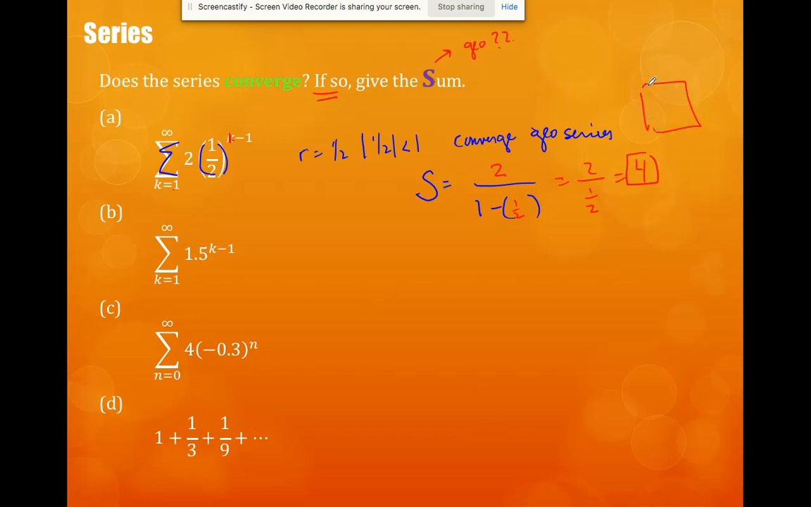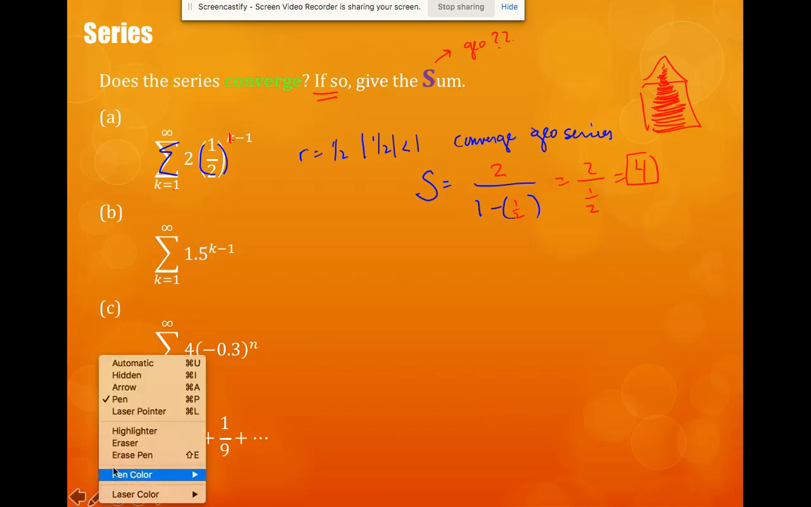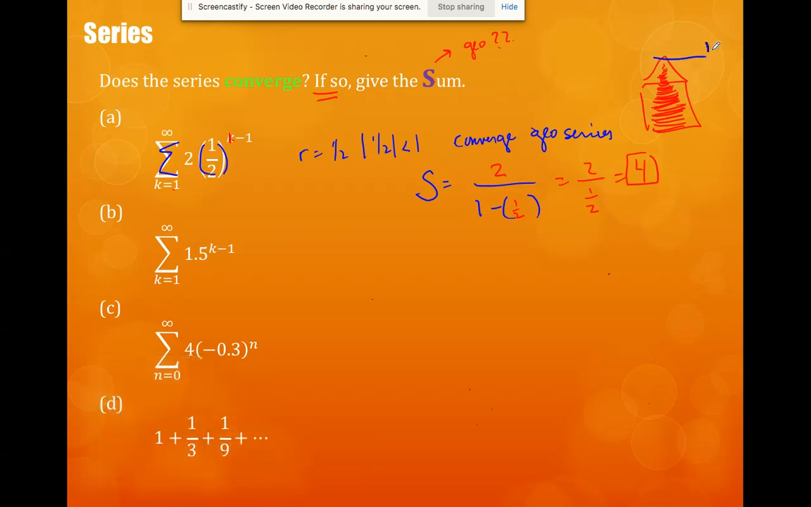So again, think of my house analogy. Since it's a geometric series, I'm going to be adding 2 times 1/2 to the 0, 2 times 1/2 to the first, 2 times 1/2 squared. And I'm going to be adding all of those numbers. But as I go to infinity, those numbers are going to get infinitesimally small, and I'm adding and adding and adding. But the sum will never get above 4.